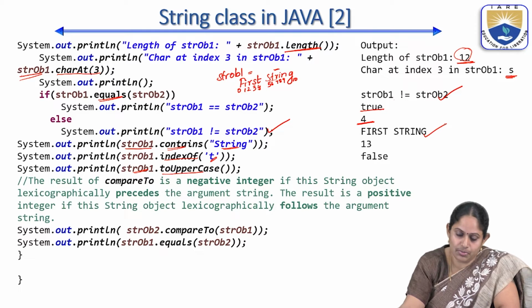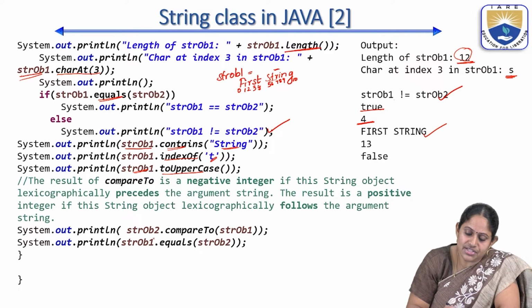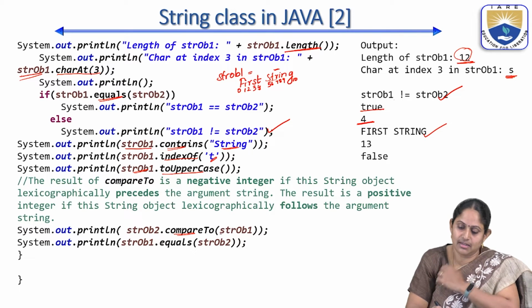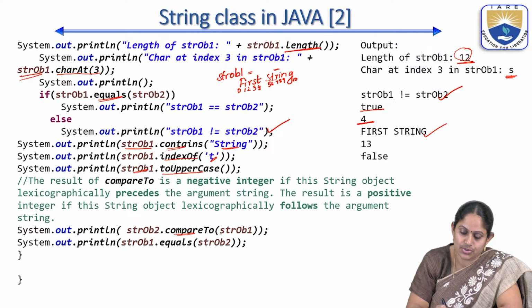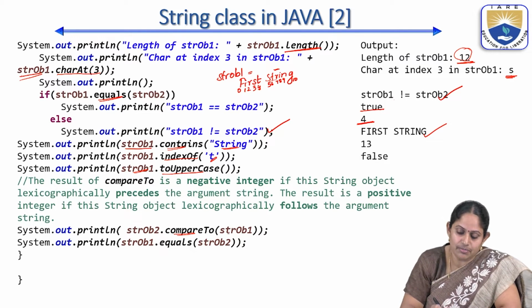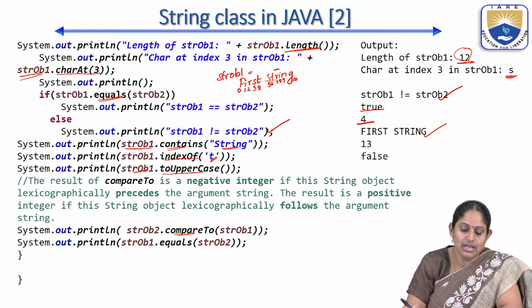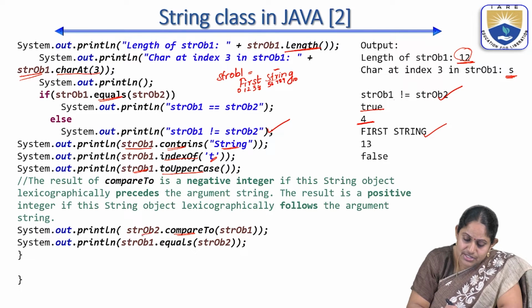So we get this output. Then we are checking whether they are... So the compareTo method is used to compare these two strings. It will return a positive value if this string follows the argument string.